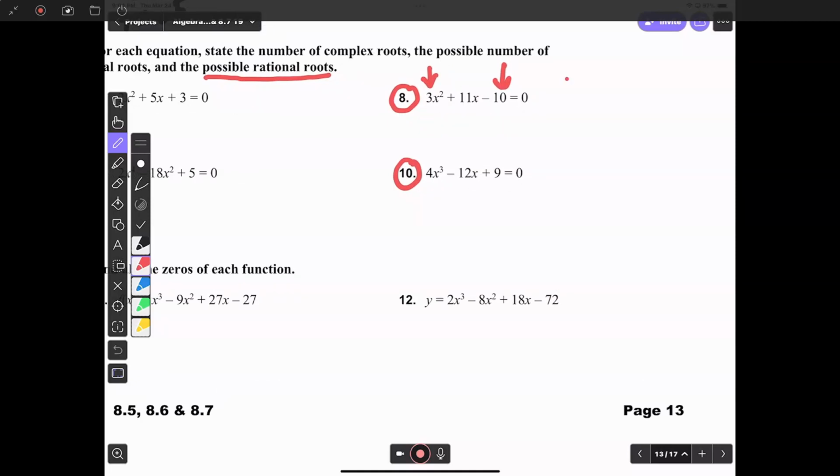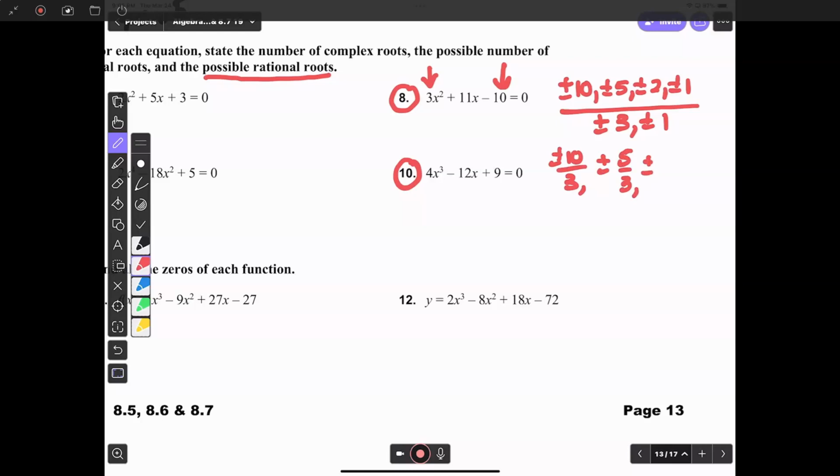And so you're going to find the factors of 10. So it's plus or minus 10, 5, 2, 1, divided by the factors of 3, which is plus or minus 3, plus or minus 1. And then remember, you're going to start listing. And when I say listing, you're going to be dividing.